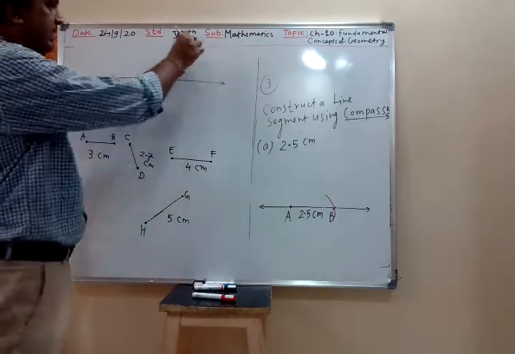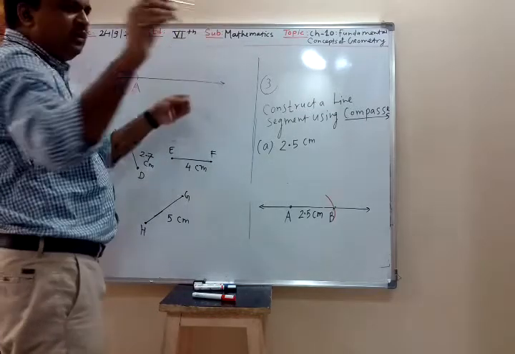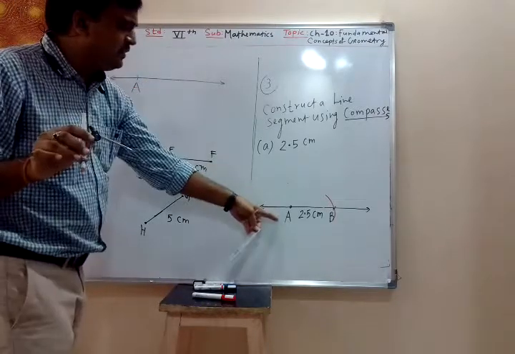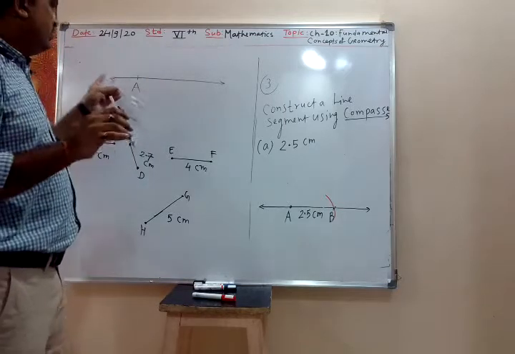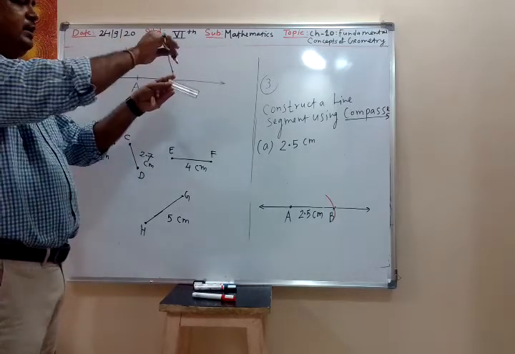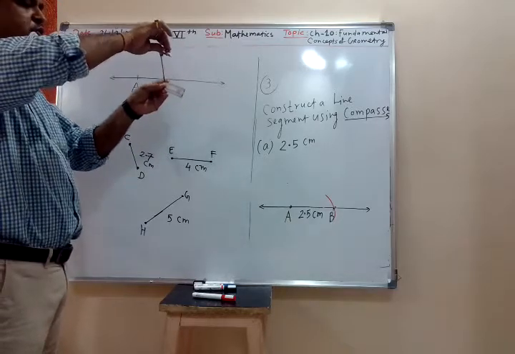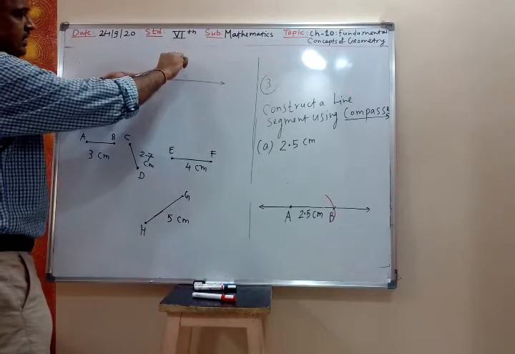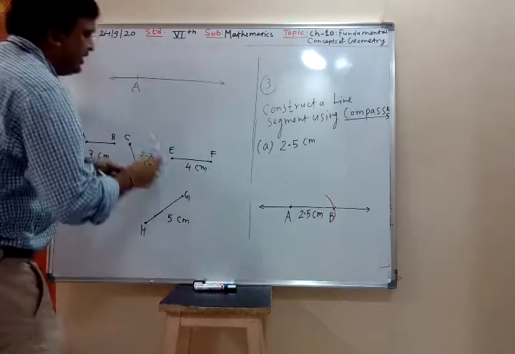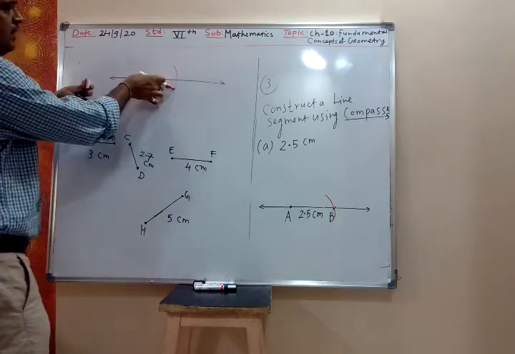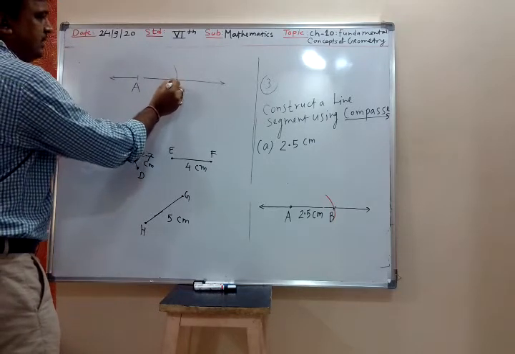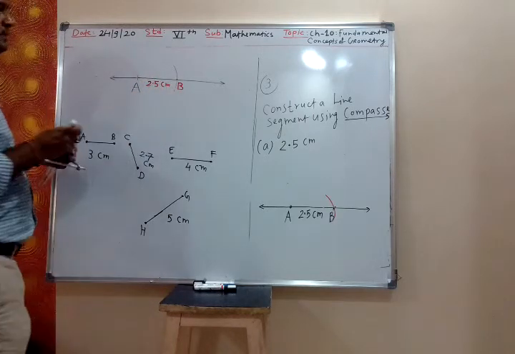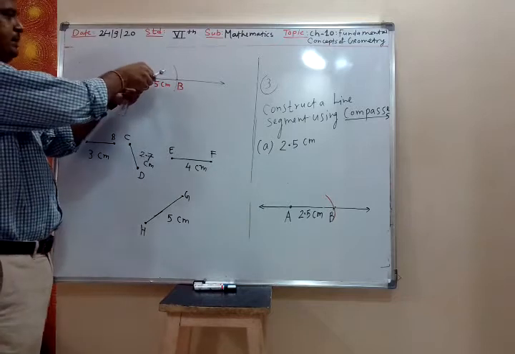I am just explaining the same part from the beginning. You draw one line, take a point A on that. Now keep the rounded tip at 0. Take 2.5 centimeter. Then you keep the rounded tip at A and pencil end on the other side, and draw one arc. Now where it cut, that is my point B, 2.5 centimeter.